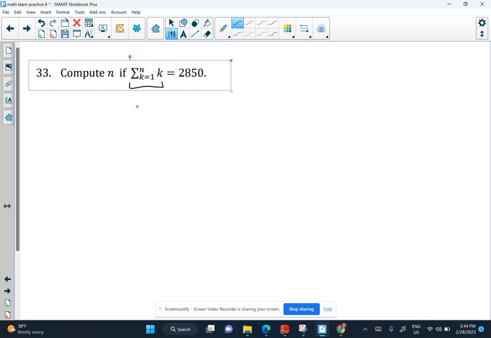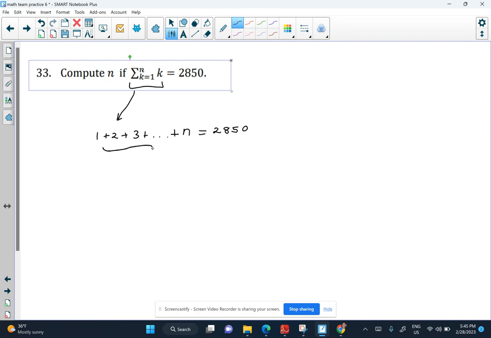So this becomes 1, because I'm putting it in for k. Increment k by 1, you get 2, increment k by 1, 3, and you keep on going until the last number you substitute in is n. And that sum has to equal 2,850.